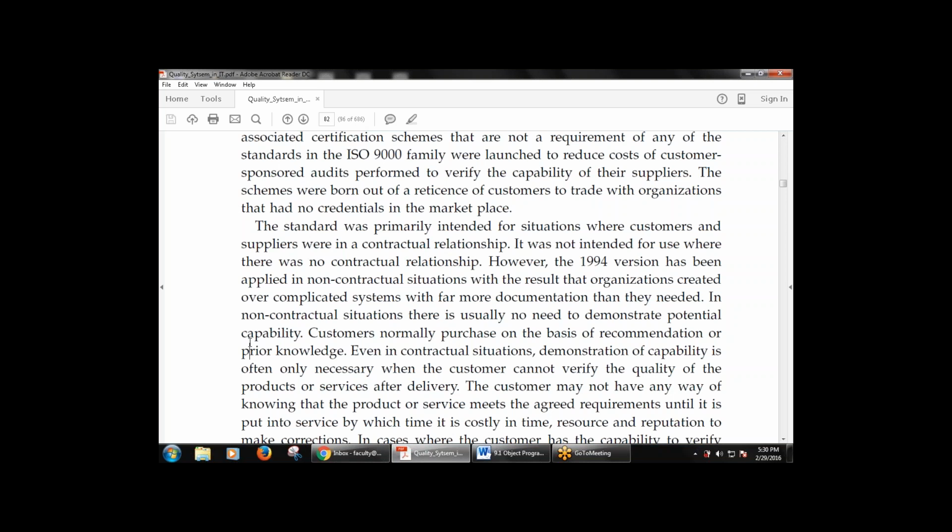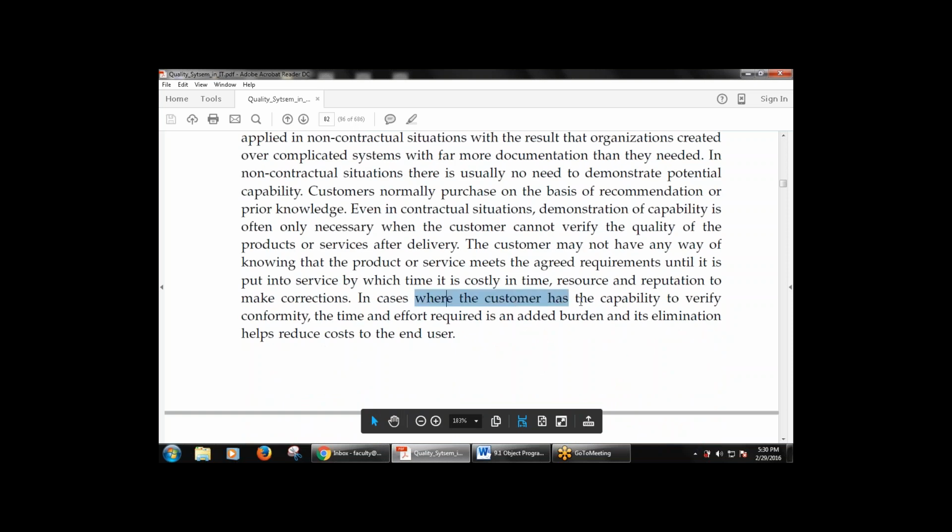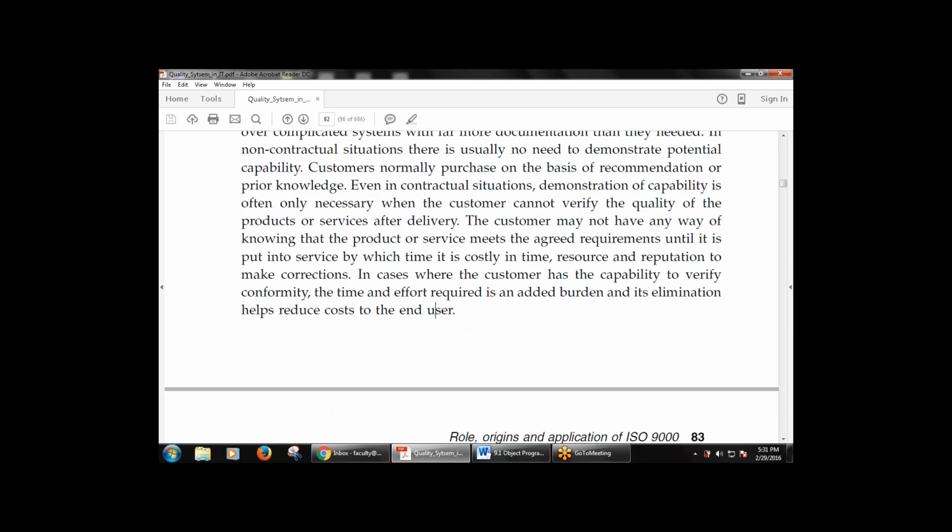And even in a contractual situation, demonstration of the capability is often not necessary when the customer cannot verify the quality of the product or service. In cases where the customer has the capability to verify the conformity, the time and effort required is an added burden, and its elimination helps reduce the cost to the end user.